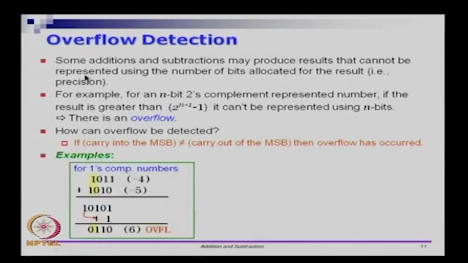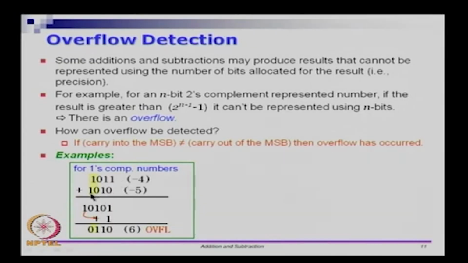Let us see examples. Let us say I have 1 0 1 1 and I am adding 1 0 1 0 to it. So, 1 0 1 1 is minus 4, 1 0 1 0 is minus 5, and adding minus 4 and minus 5 will give me minus 9. Minus 9 cannot be represented using 4 bits. That is the first thing you have to remember. Let us see how we can detect something like that.